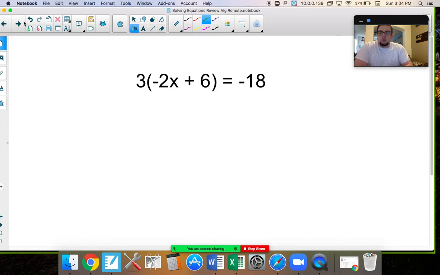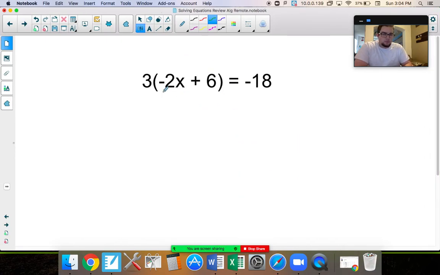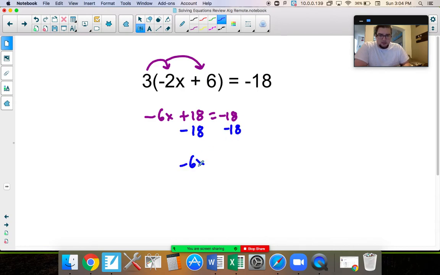If we have a problem with distributive property, the first thing we're going to do is get rid of the parentheses. So we're going to distribute the 3. That gives us negative 6x plus 18 is equal to negative 18. Two-step equation again. Subtract 18 from both sides. We get negative 6x equals negative 36. I'm going to divide by a negative 6. That way, not only do the 6s become 1s, but the two negatives become a positive, so it could be a positive 1x. Negative 36 divided by negative 6 is a positive 6.